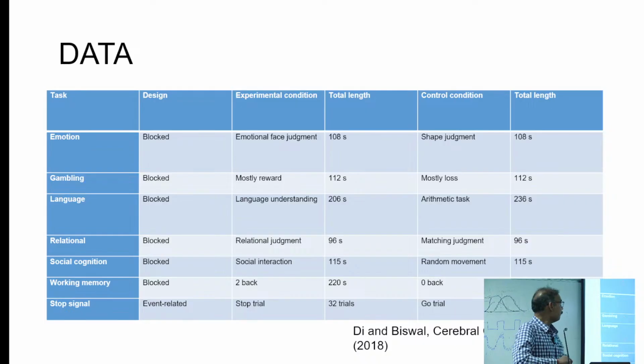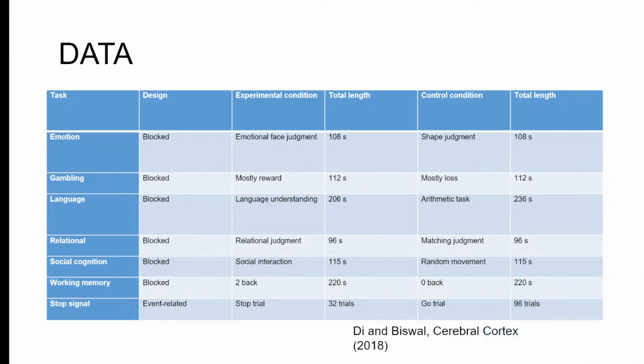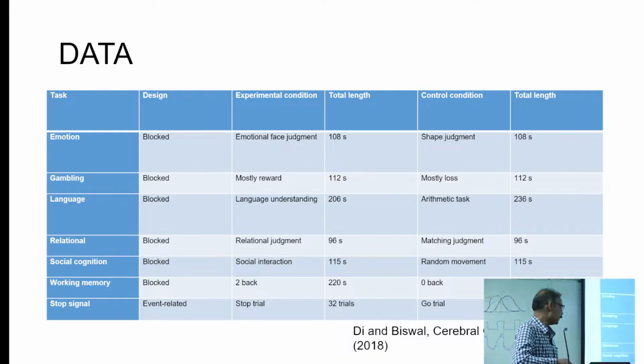And these are the different tasks that we used, right? Emotional task, gambling task, language task, relational task, social cognition, working memory, and then stop signal task, right? All this is from the Human Connectome project, but because the Human Connectome project did not have an event related task, we used the UCLA data, which was a stop signal task.